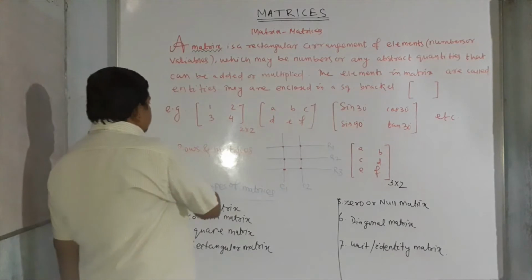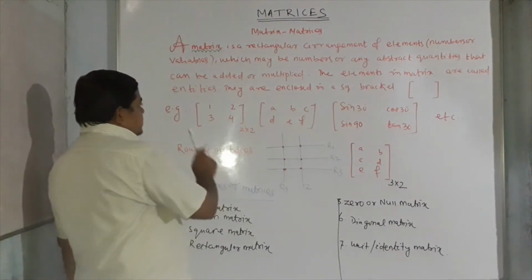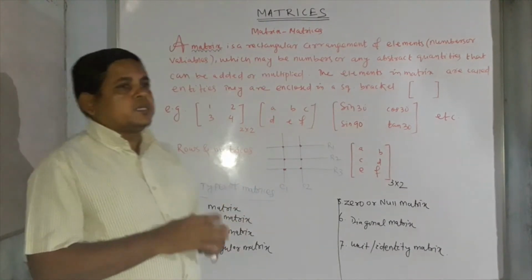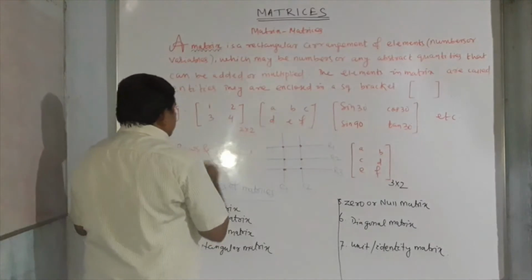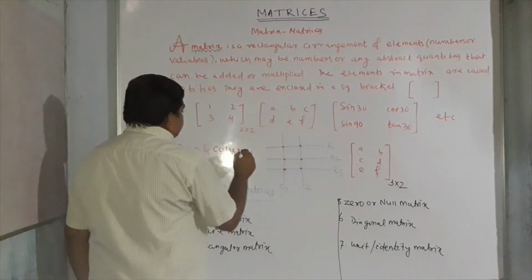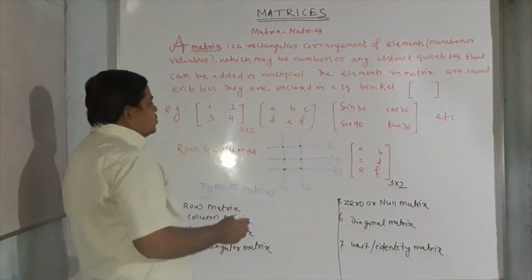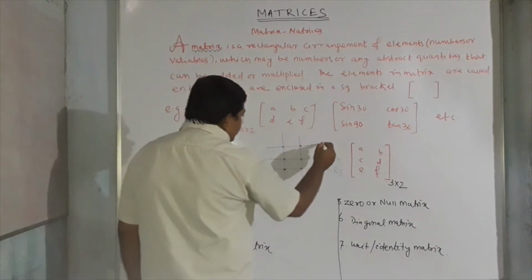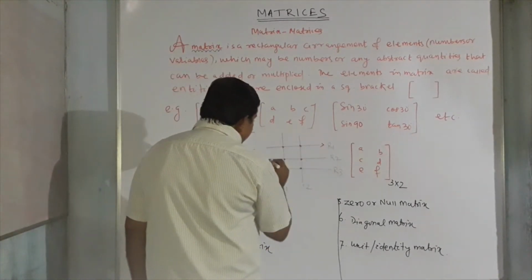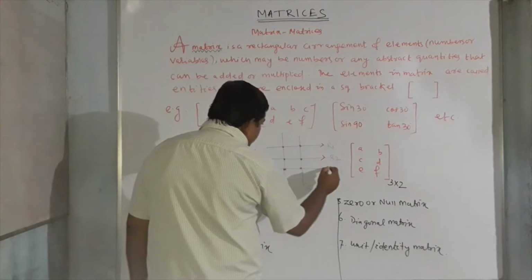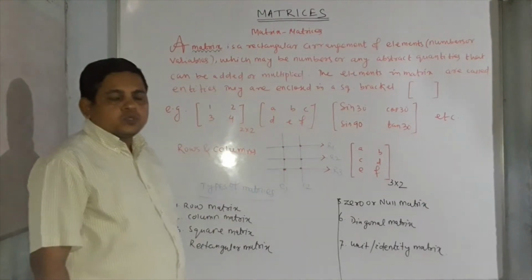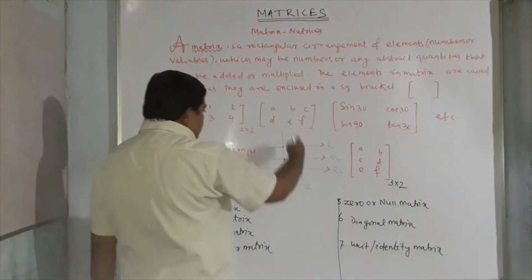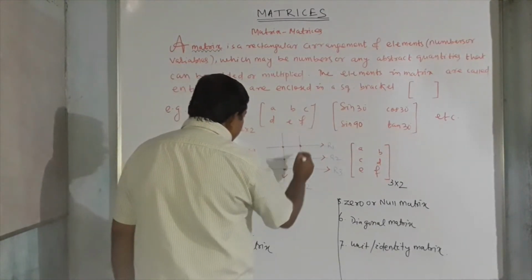Then here, rows and columns. How will you find the rows and columns? What are rows and columns? You see, here I put 3 lines: row 1, row 2, row 3. Horizontal lines are called rows. Here the vertical lines are called columns. Here one column, here one column.